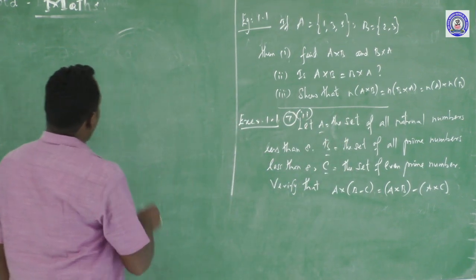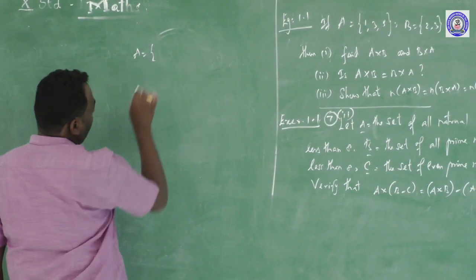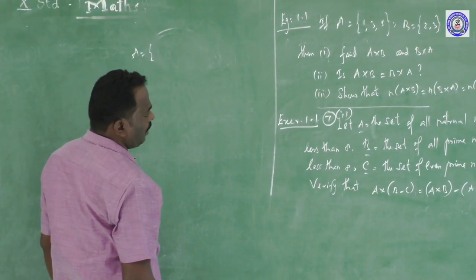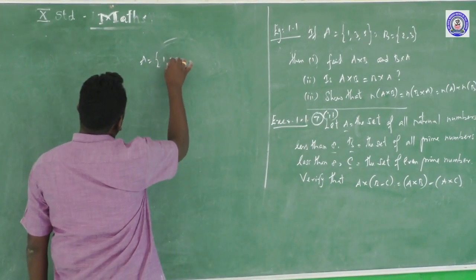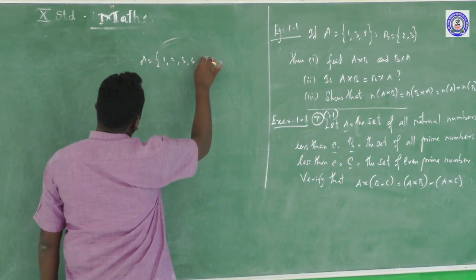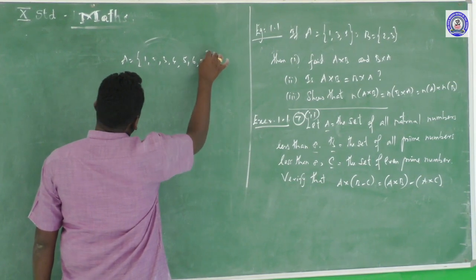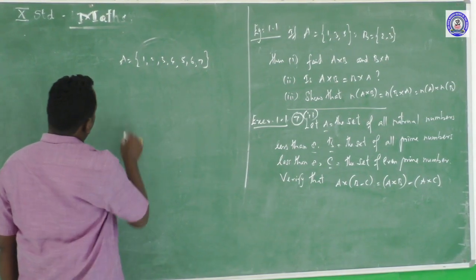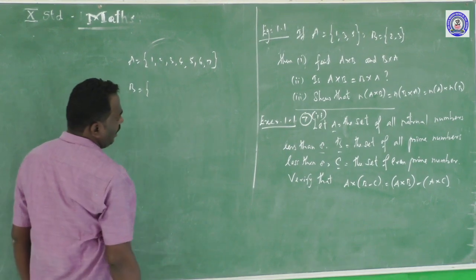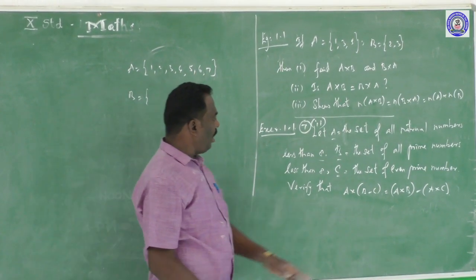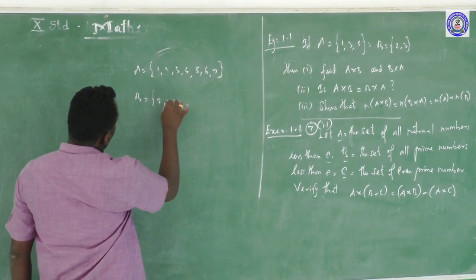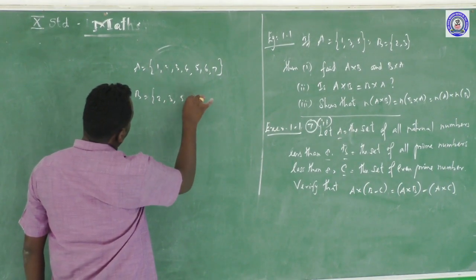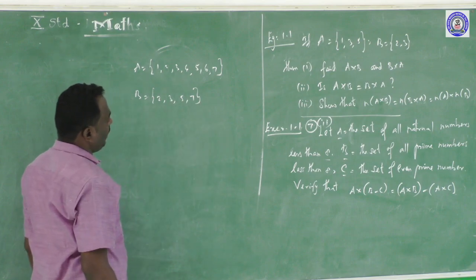So now set A. What is set A? Set A contains the elements of all natural numbers less than 8. Therefore it is 1, 2, 3, 4, 5, 6, 7. And set B has the elements of all prime numbers less than 8. What are the prime numbers? 2, 3, 5, 7. That is the prime numbers less than 8.